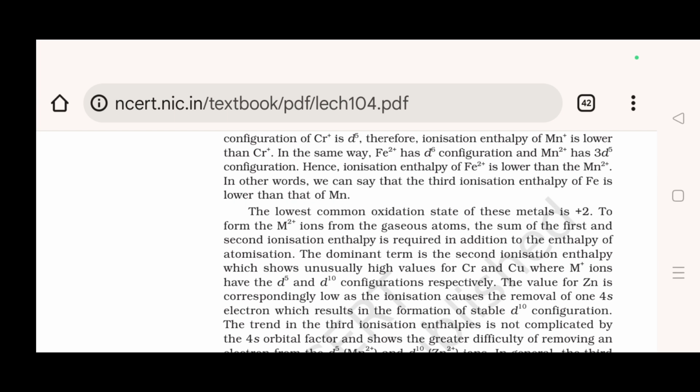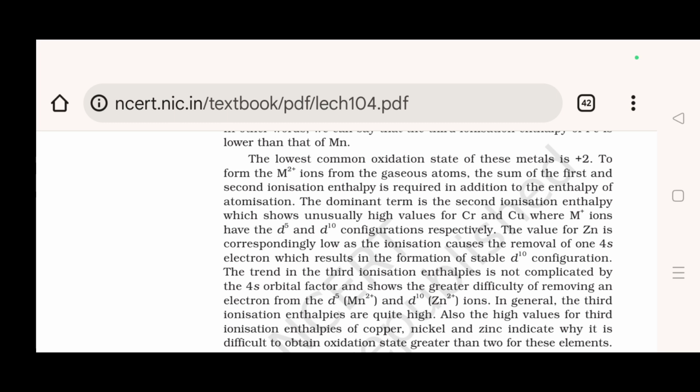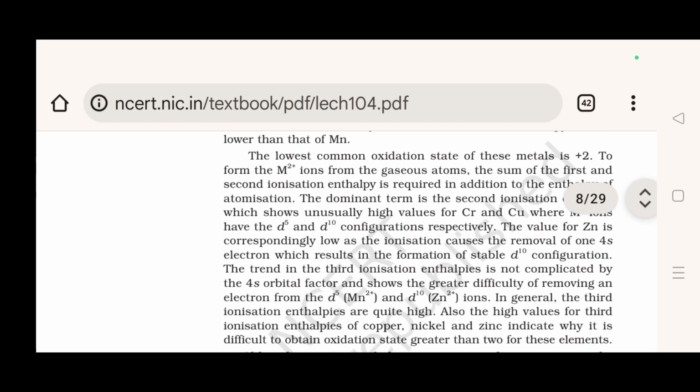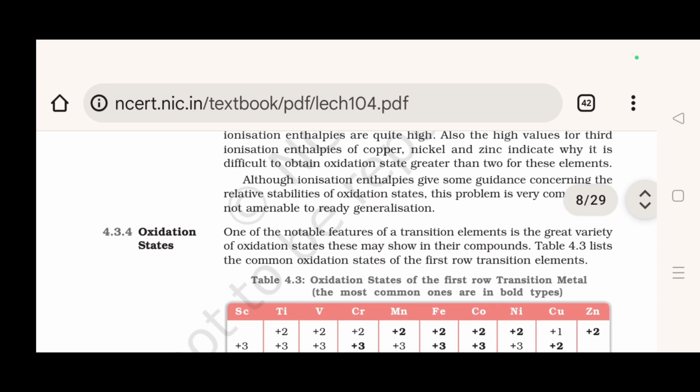The dominant term is the second ionization enthalpy, which shows unusually high values for chromium and copper, where M+ ions have the d5 and d10 configuration. The value for Zn is correspondingly low, as ionization causes the removal of one 4s electron, which results in the formation of stable d10 configuration. Although ionization enthalpies give some guidance concerning the relative stabilities of oxidation states, this problem is very complex and not amenable to ready generalization. Now we discuss the oxidation states.